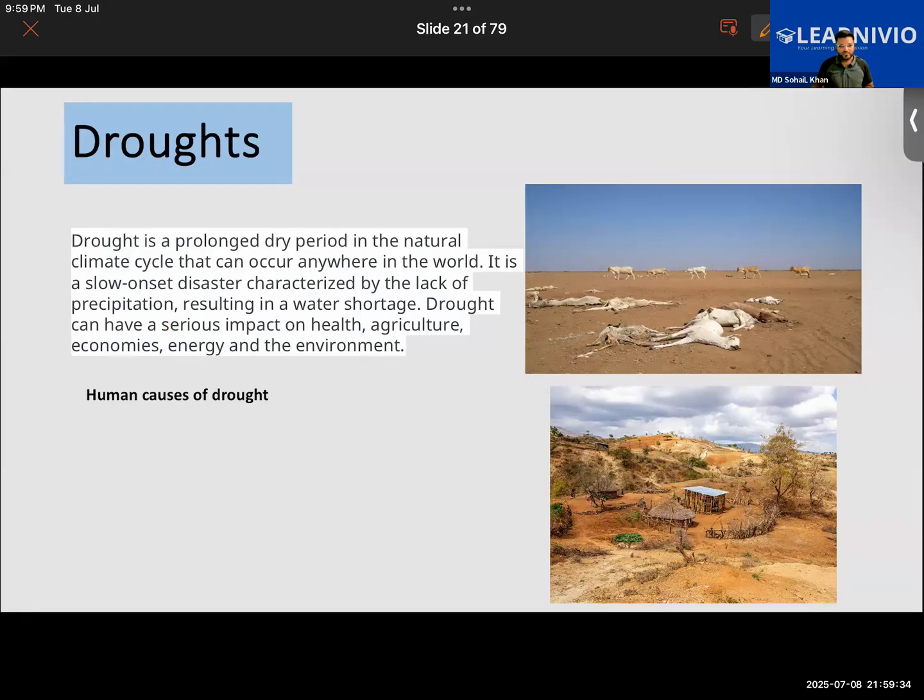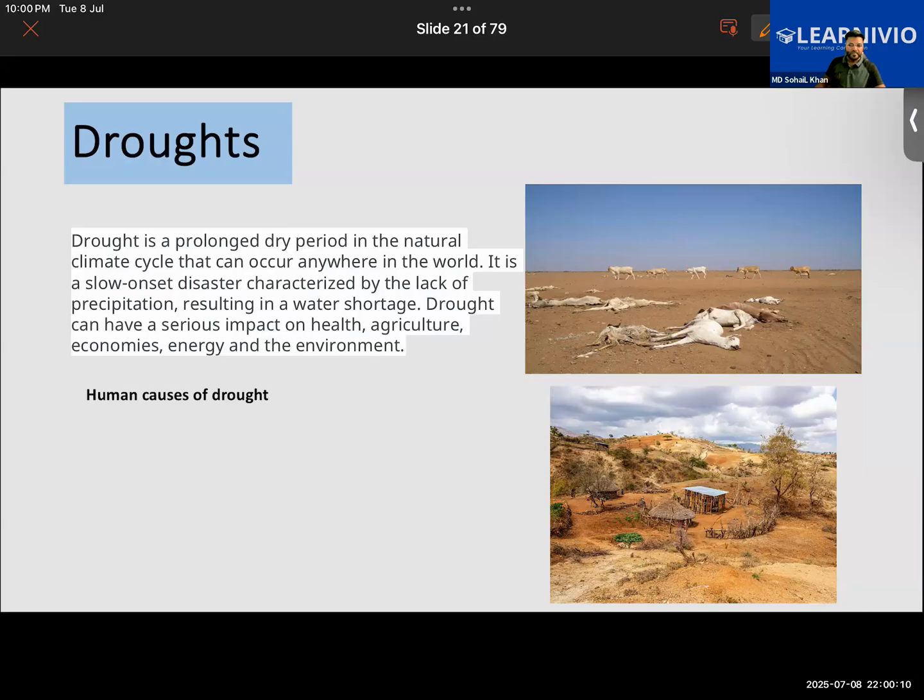So talking about the human causes of the drought. See, drought can occur naturally also, but it can occur due to human action also. Think about this. What could be the human actions because of which there could be a drought in a given area?